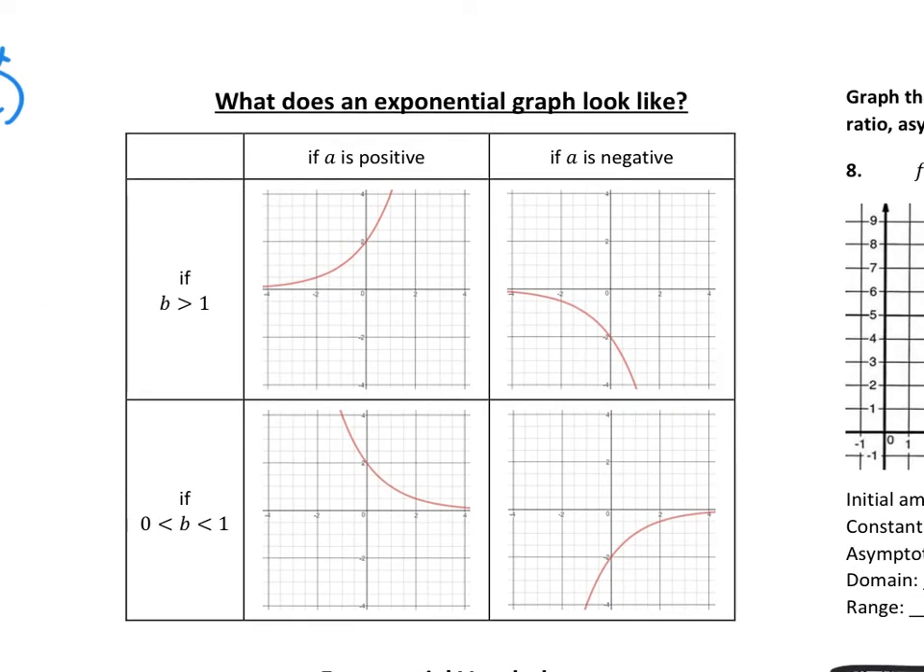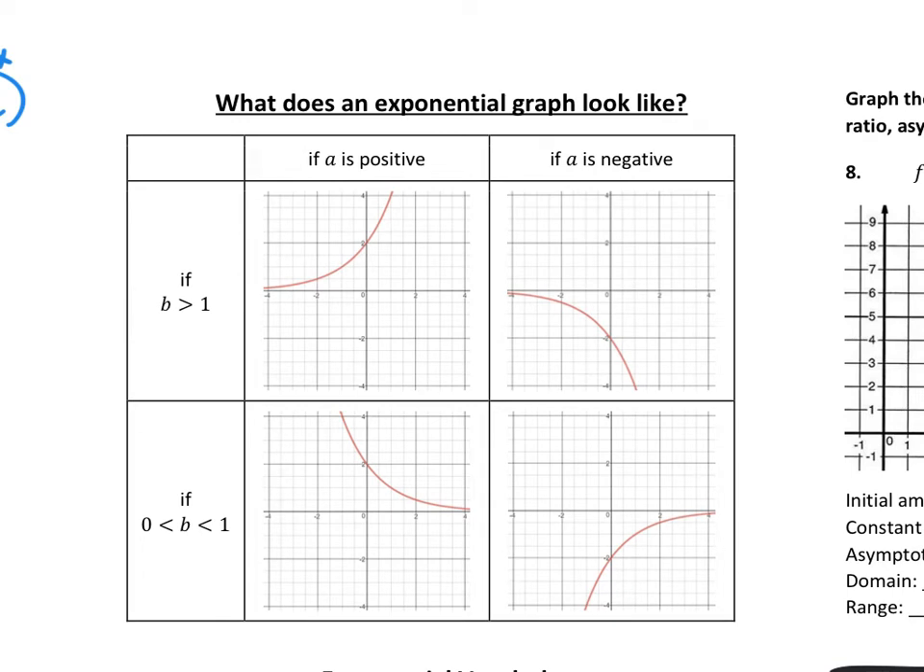So what does an exponential graph look like? If you would please remember, because we don't have this on a formula chart, so we're going to write it down 1,000,000 times before we have it memorized. An exponential graph is y equals a parentheses b close parentheses raised to the x power. Write that down for yourself so you have it right in front of you. There are 4 options for what kind of graph you might have here.